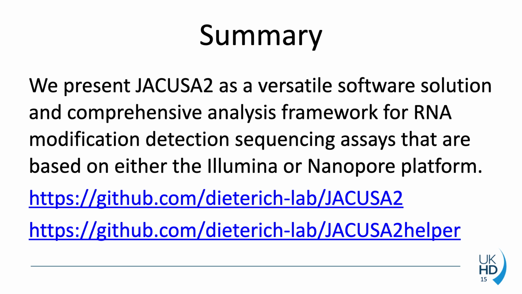With that, I would like to close my presentation, and I hope I could convince you that Jacusa is a versatile software solution and comprehensive analysis framework for RNA modification detection, no matter whether you're using Illumina-based approaches or Nanopore-based approaches. Software is freely available through this GitHub link here, and the helper package for downstream processing can be found at the same place, basically.